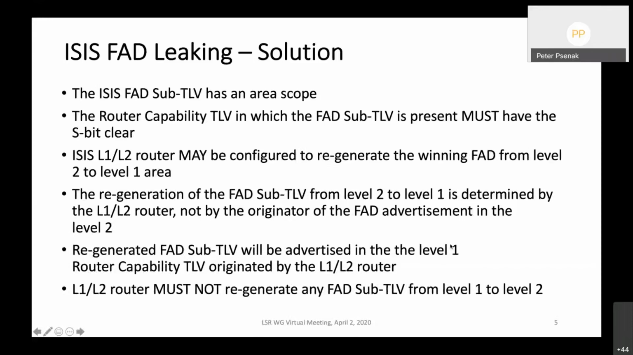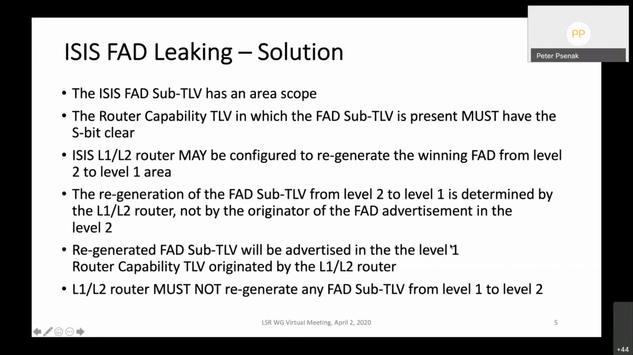We don't see really a need to do this the other way around, from L1 to L2, because the use case here is I want to have a single FAD definition in my network. I put it in my backbone, and I can configure my ABRs to leak the FAD to all the other L1 areas. There is no need really to do it the other way around.